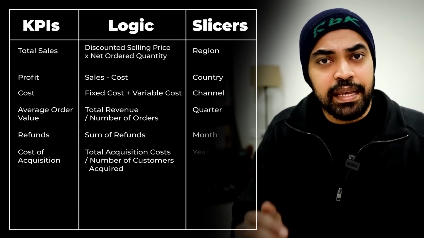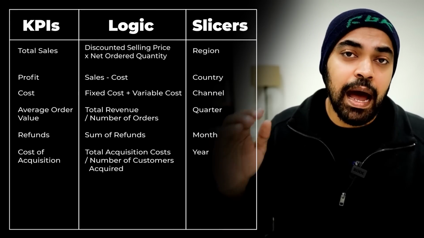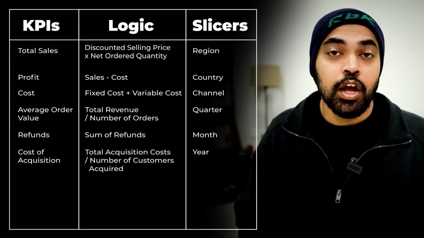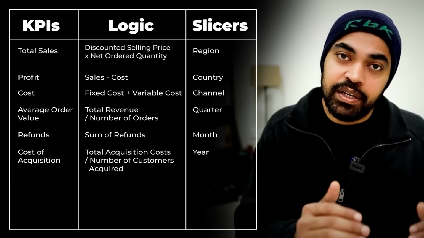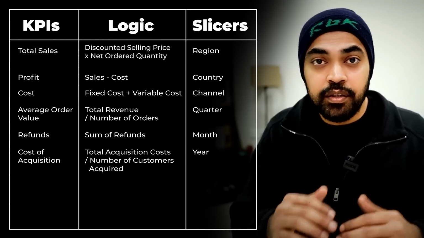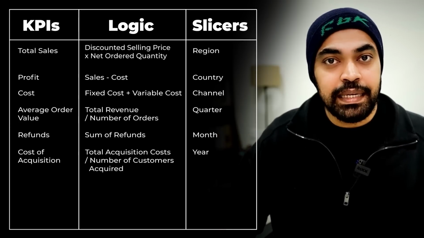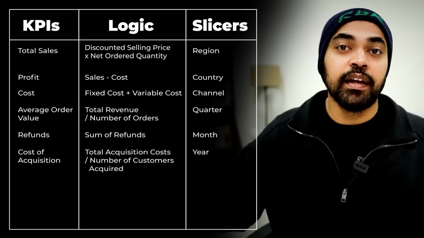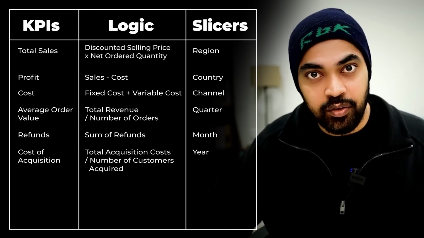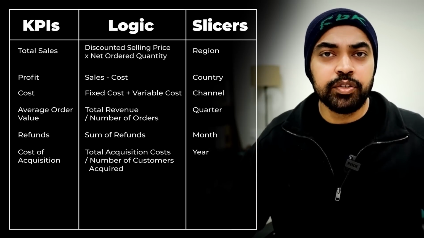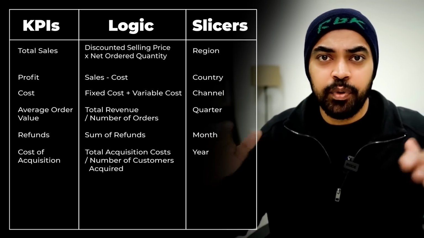The next best thing to do is that you define how would you like to slice these calculations. So against every single metric that you have laid down and the logic, the third column of that little table that you're making is going to be what are the key slicers or filters that you need to be able to slice that calculation.